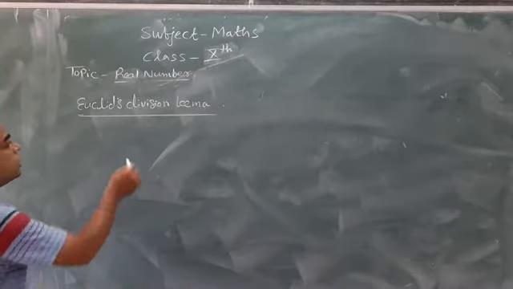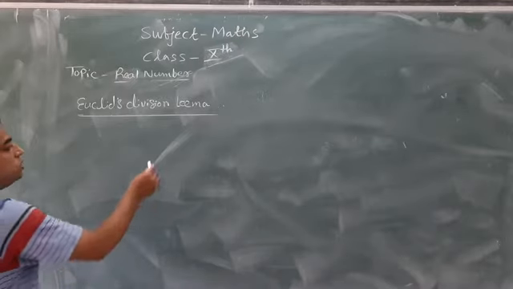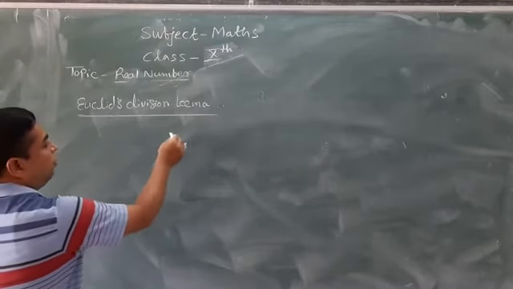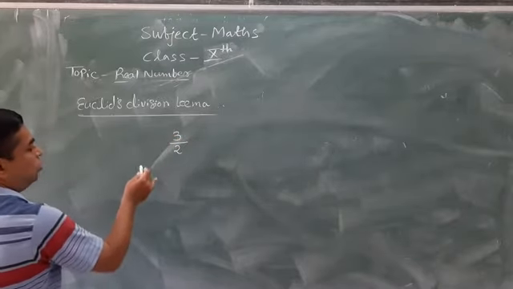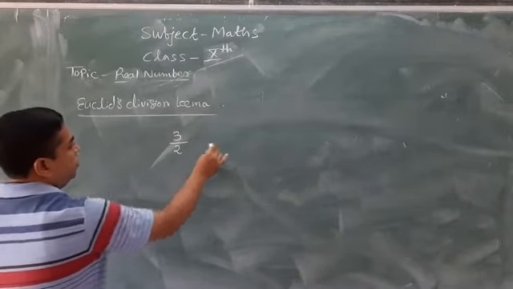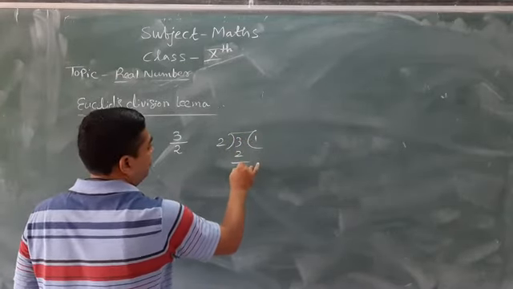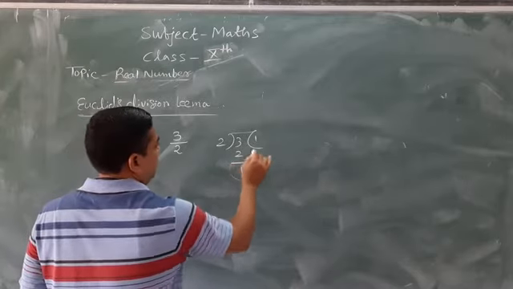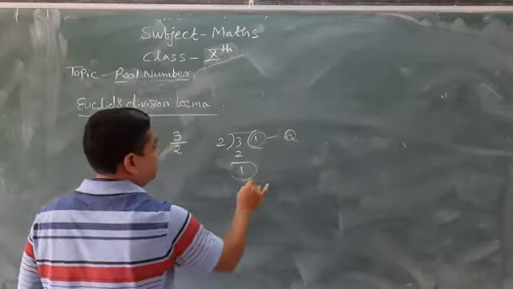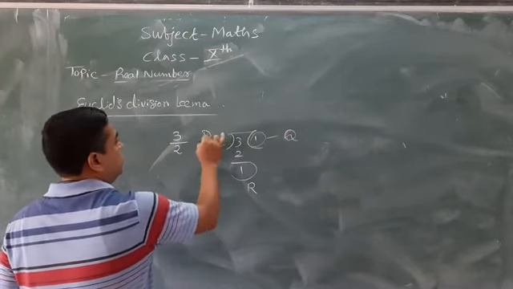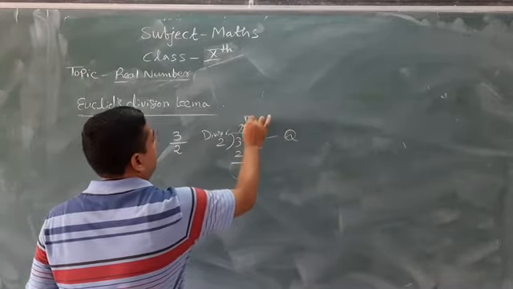This relation is based on the division process. Division process means when we are dividing one number by another number. For example, if we divide 3 by 2, it will be like this: 3 divided by 2, 2 ones are 2, and 1 will remain. This is our quotient, this is our remainder, this is our divisor, and this is our dividend.